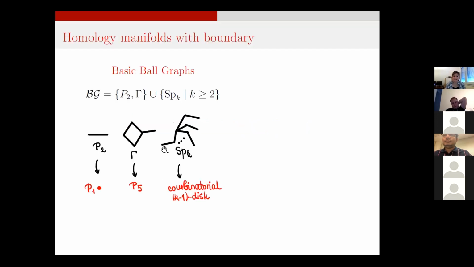Well, again, I have a really nice small set of basic graphs. Just now I have much more of them. I have this path P2, whose matching complex is just a point. I have this graph, we already saw it. Its matching complex is P5.